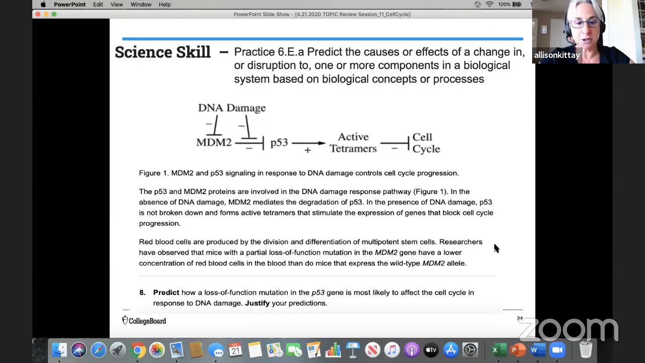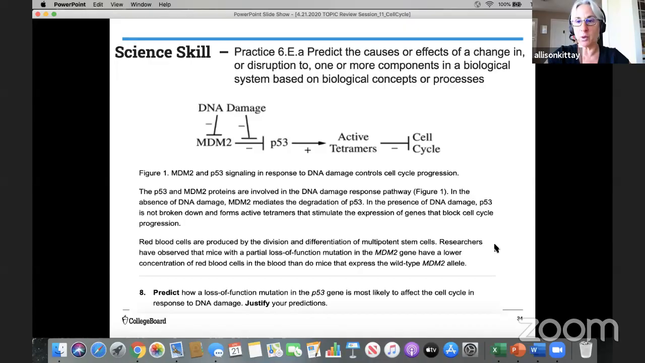Two task verbs here. Predict how a loss of function mutation in the P53 gene is most likely to affect the cell cycle in response to DNA damage. To make that prediction, and then justify your predictions. So again, we don't have P53. What's going to happen to the cell cycle? Make a prediction. And then justify that.